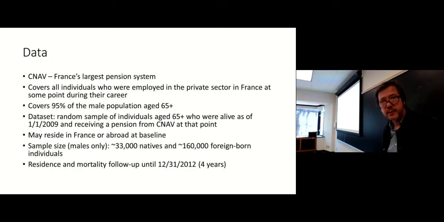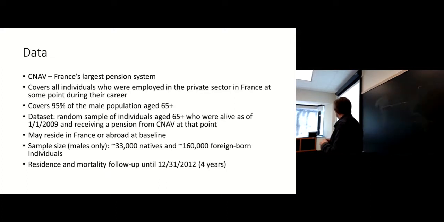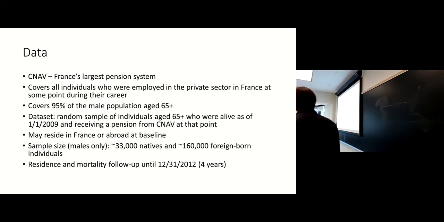Okay, so let's look at the data. We're looking at data from France's largest pension system, called CNAV. There are several pension systems in France, but CNAV is the largest one. It covers all individuals who are employed in the private sector in France at some point during their career. You might think, well, how about civil servants? How about self-employed individuals? Not everybody is employed in the private sector. Well, the good thing about this database is that as long as you have at some point in your life worked in the private sector as a salaried employee, then you are in this database.